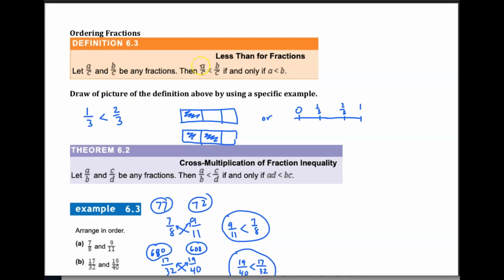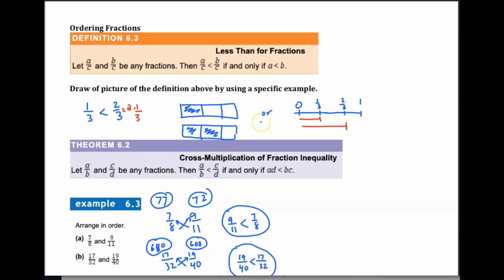What we know is if A over C is less than B over C, then A is less than B. That's straightforward. 1/3 is less than 2/3, right? 2/3, there are 2 1/3s, because 2/3 is the same as 2 times 1/3. So we know, and there's a picture, and we can see it. We can also see it on a number line. There's 1/3 and 2/3. And so then you can see why that definition works.